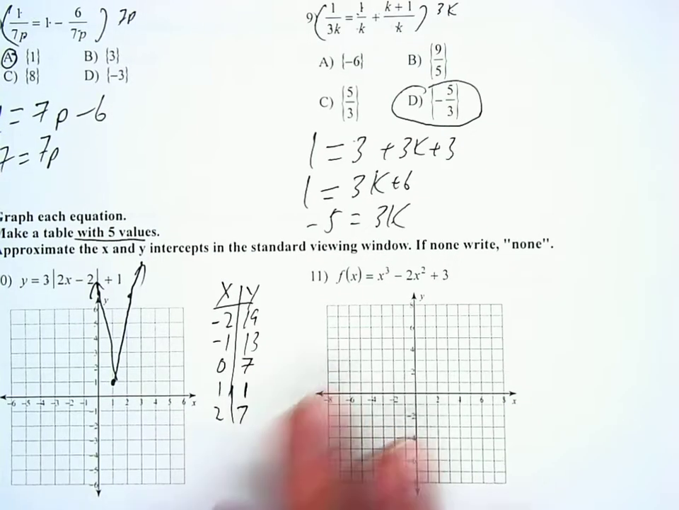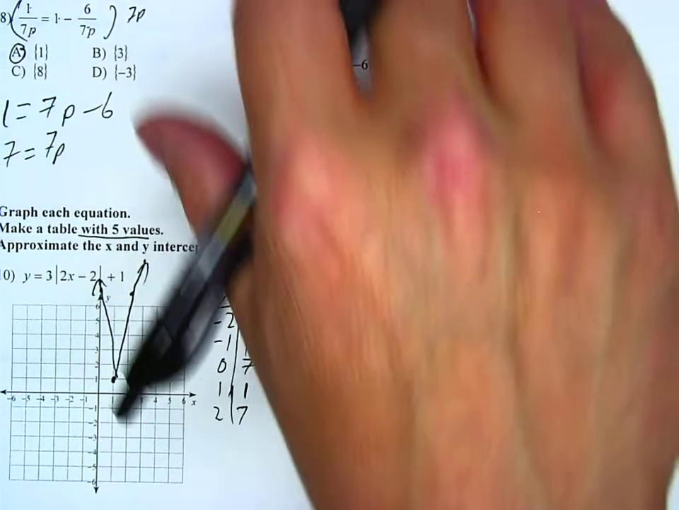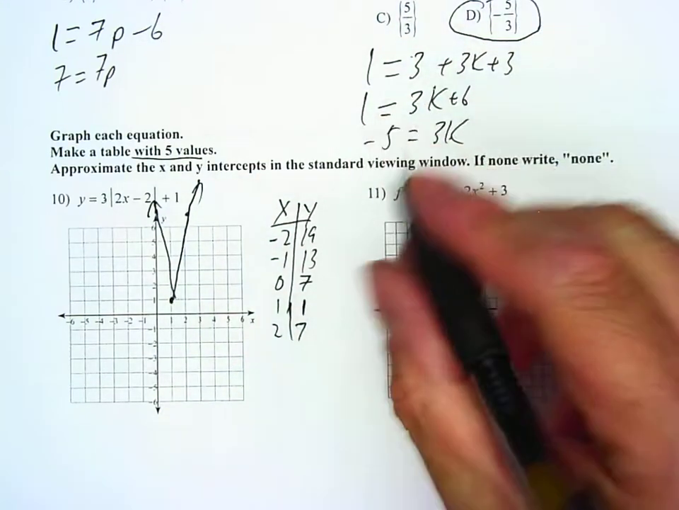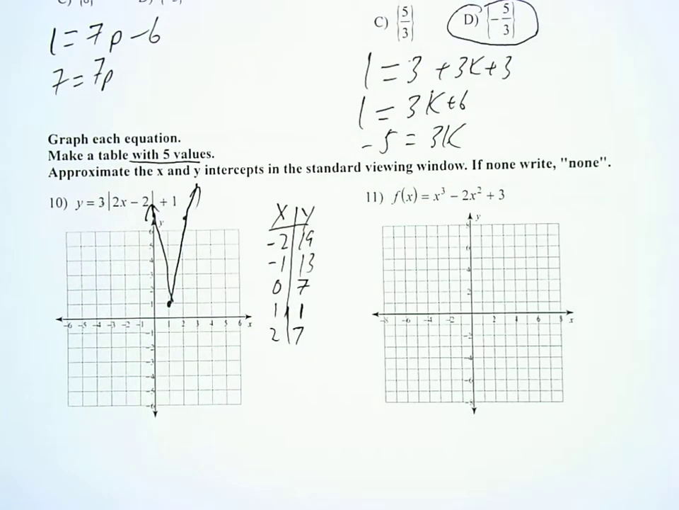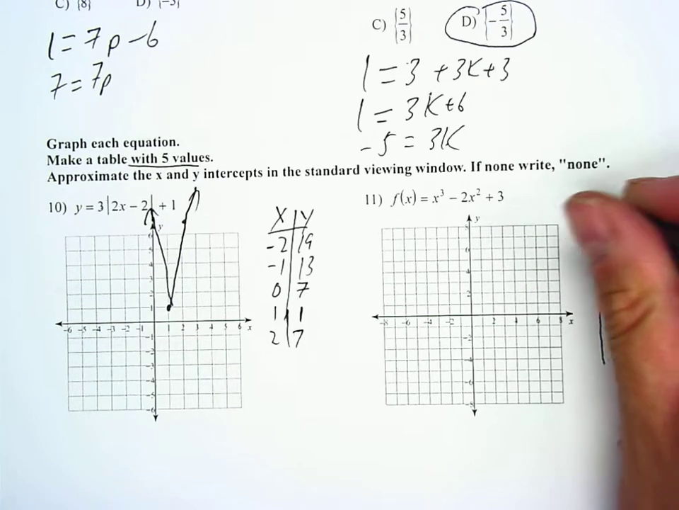Sorry you couldn't see it as I was doing it. I'm rusty with this, haven't done it all summer long. But we put 5 values of x in, found the values of y. That's what we did there. And we're going to do the same thing for question 11. Put the values in for x, find the values of y.